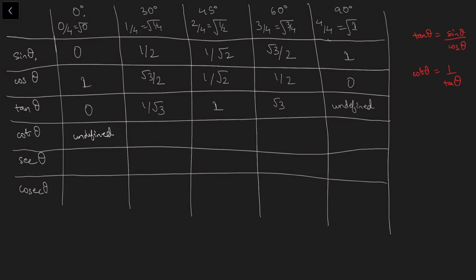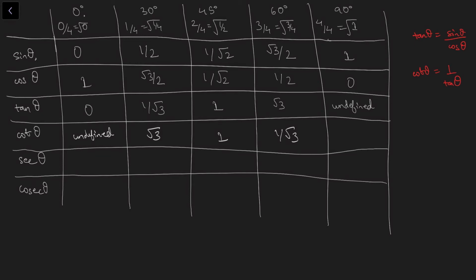And here we have cot 30, which will be 1 divided by tan 30, which is 1 divided by 1 by root 3. So you'll get root 3 here. And cot 45, we'll get 1 by 1, which is again 1. Cot 60, you'll get 1 by root 3. And cot 90, you're going to have 1 divided by undefined. But in this case, undefined is defined as 1 divided by 0.